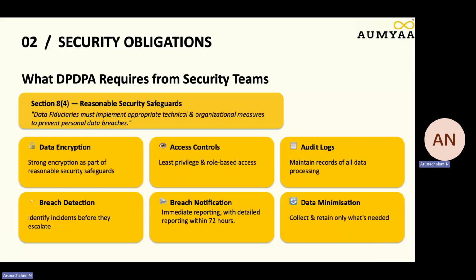Notice the pattern here. Encryption and access controls are preventive, but detection and notification are about speed and visibility. You can have great preventive controls and still fail this law if you can't detect and report fast enough. That's the pivot point for the rest of this talk.